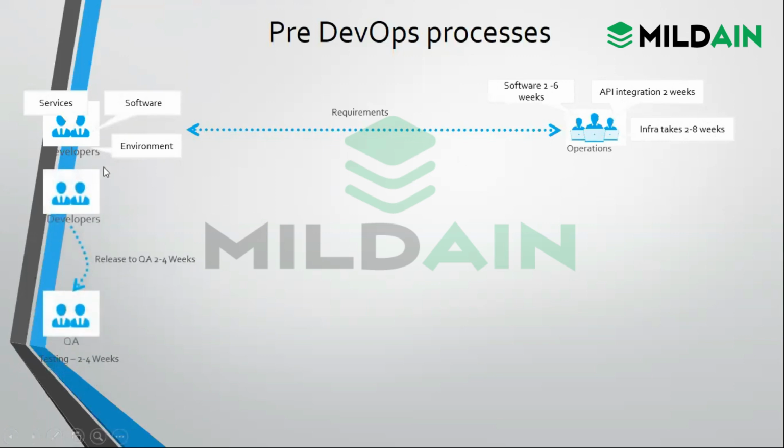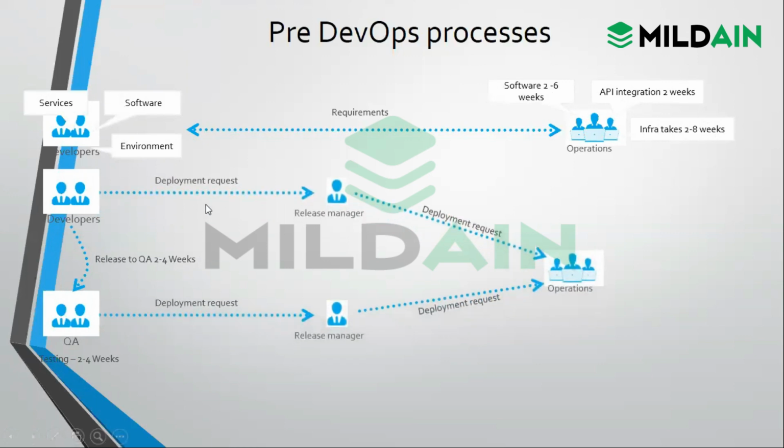So what is happening here? Developers are working. They are releasing to QA, and quality is taking 2 to 4 weeks. Once the testing is done, then the deployment request is given to the release manager. After QA is completed, the deployment request goes to the release manager, and then deployment is done by the operations. So this was a pre-DevOps process.